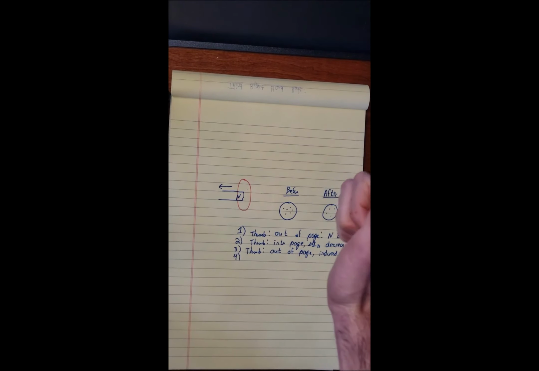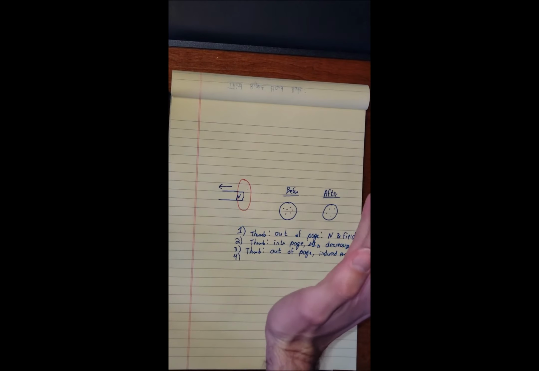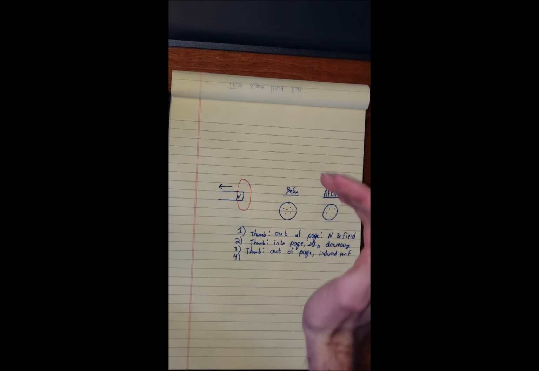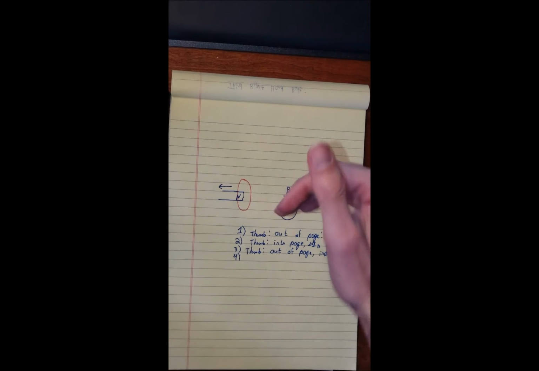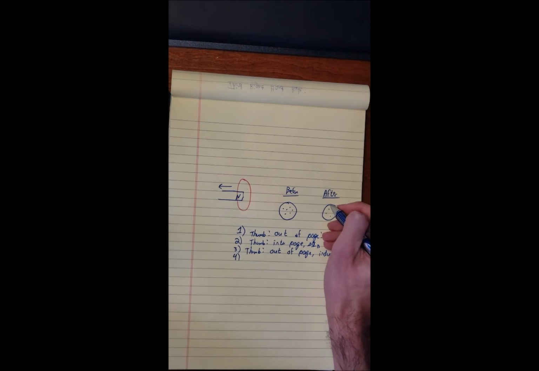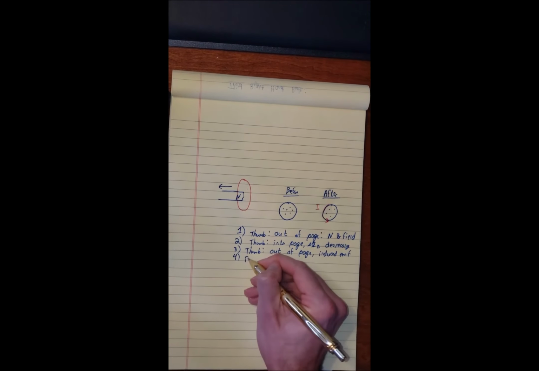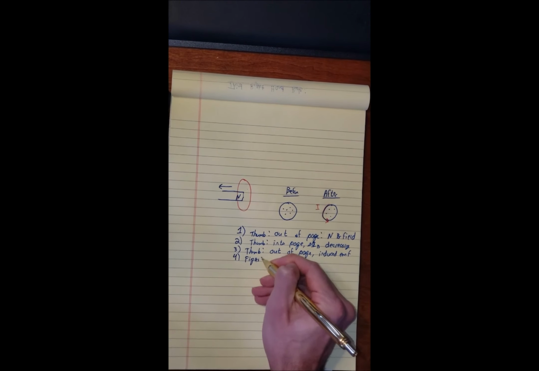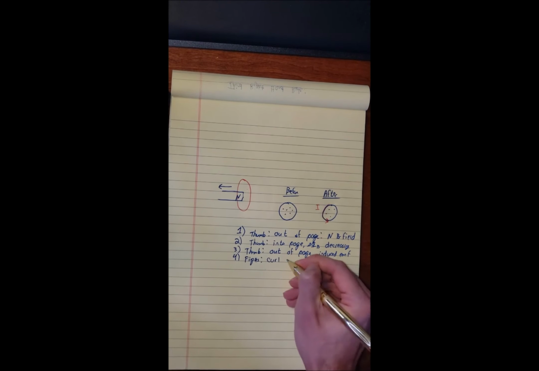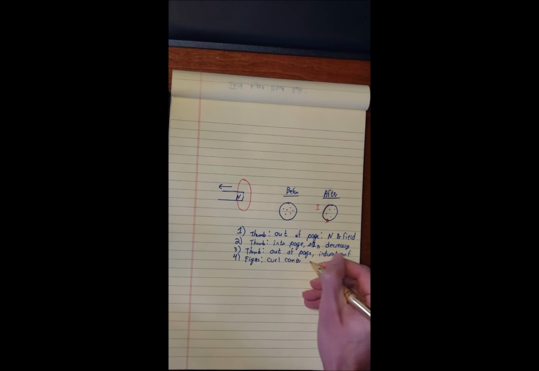Finally, let's get that in focus. Thumb is going out of the page, and we can see that our fingers are curling counterclockwise, and that's going to represent the direction of the current. So the current, in this case, is going counterclockwise. So our fingers curl counterclockwise. And that represents the current.